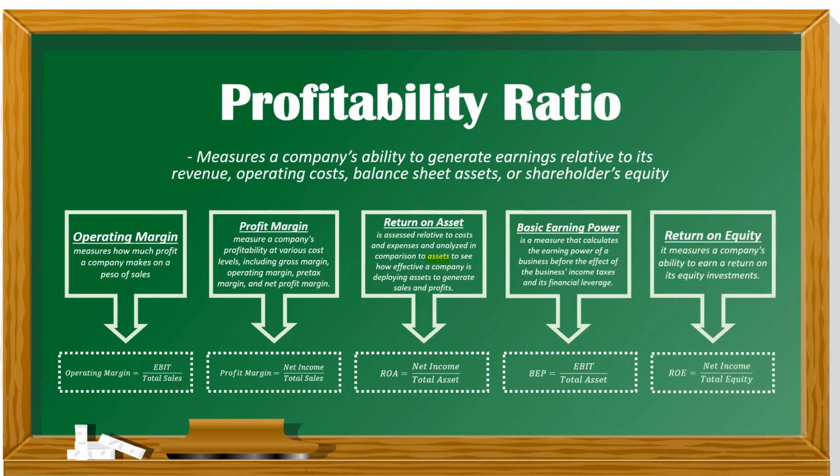Lastly, we have the return on equity. The return on equity measures a company's ability to earn a return on its equity investments. So basically, the difference between the return on asset and the return on equity is that the return on asset compares its level of net income to its total asset, while the return on equity compares its level of net income to the total equity.